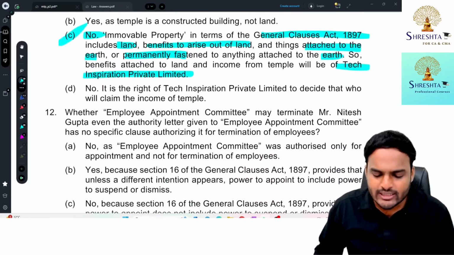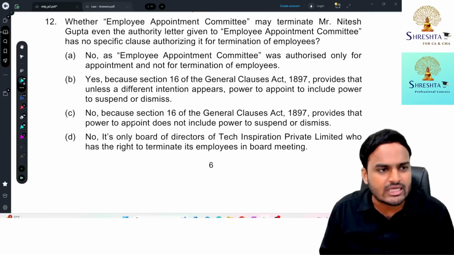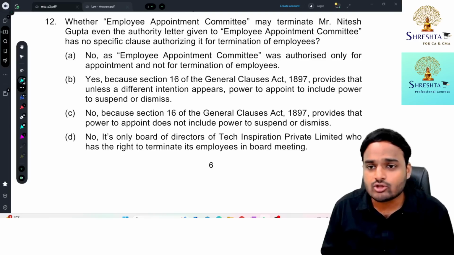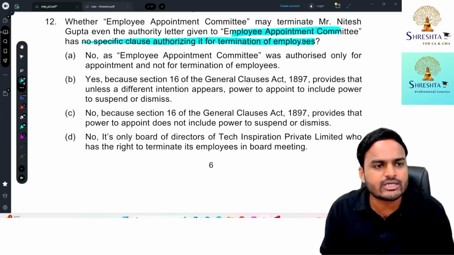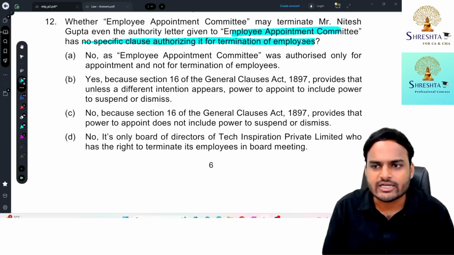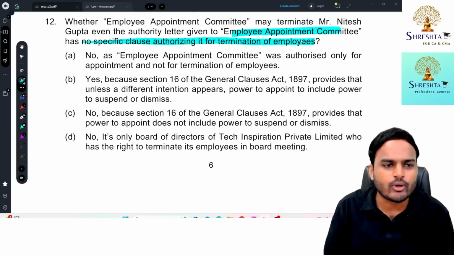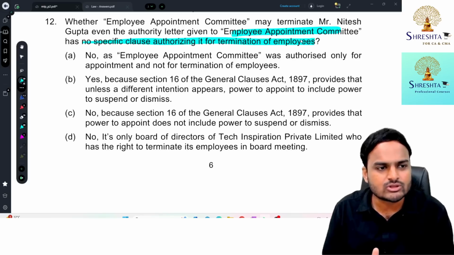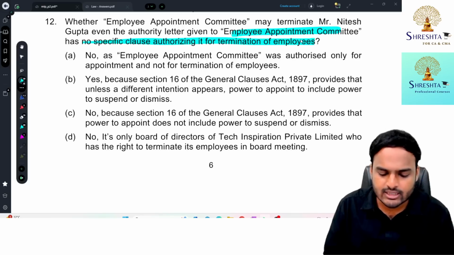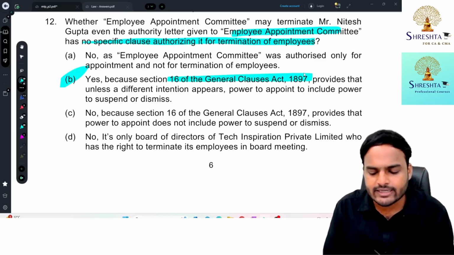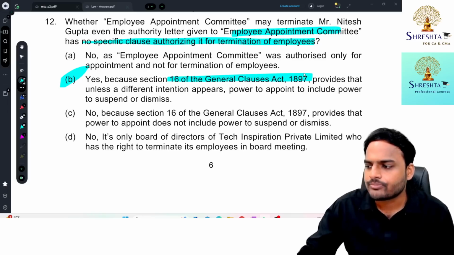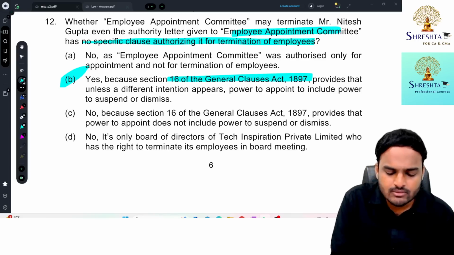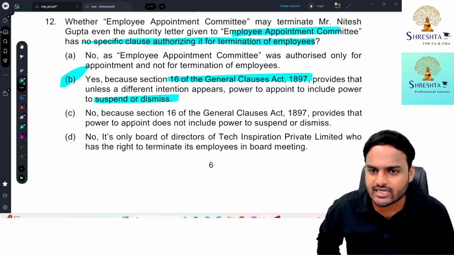Next, whether the employee appointment committee may terminate Mr. Nitesh Gupta, even though the authority letter given to the committee has no specific clause authorizing it to terminate employees. Again, the contention of Nitesh Gupta is wrong. Why? Power to appoint includes power to suspend and power to terminate. So select the correct option, option B. Yes, because section 16 of the General Clauses Act 1897 provides that unless a different intention appears, power to appoint includes power to suspend and power to dismiss. So option B is the correct answer.